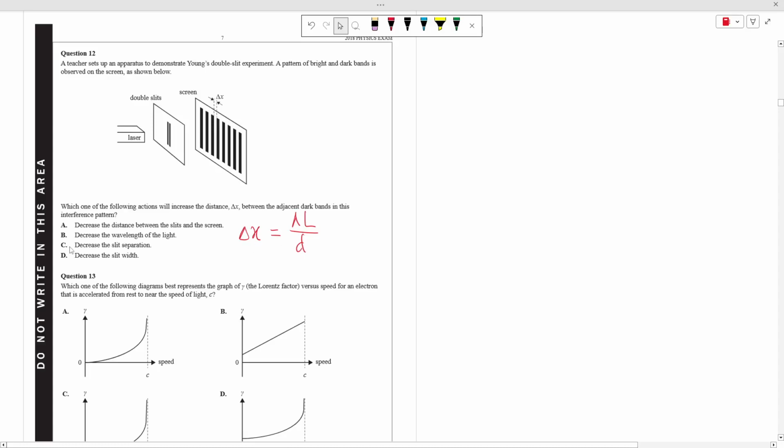So that seems to be option C. So we're going to say option C. Let's double check the other ones. Decrease the distance between the slits. No, because decreasing L will decrease X. Decrease the wavelength. No, because decreasing wavelength will decrease X. Decrease slit width. This equation's got nothing to do with slit width, so the best option there is C.